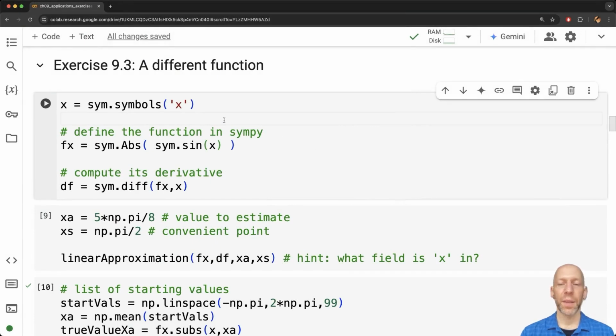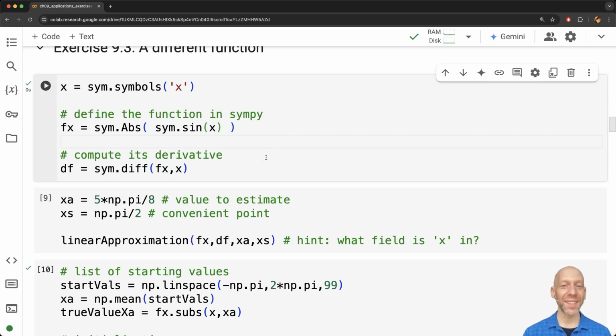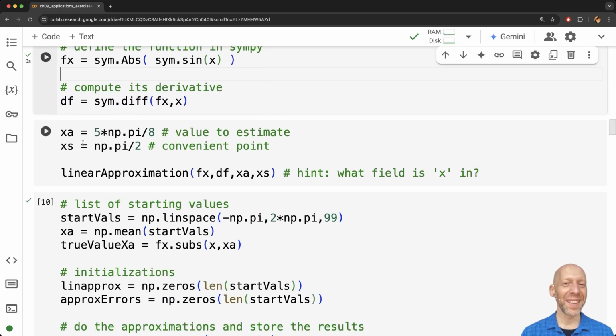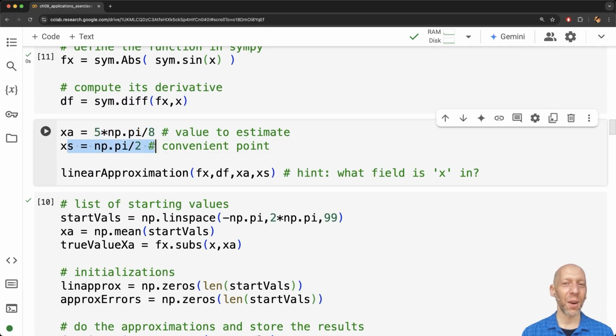So far, a lot of this code is really just copy pasted from the previous exercise. I redefine a symbolic variable x. Here is the function in SymPy, the absolute value of the sine of x. I guess I could have used zeta here instead of x. But anyway, here I calculate the derivative. Okay, so far, everything is good. We don't have any warning messages or error messages. Everything seems fine. Here is the approximating value and the starting value. And here I just call the function. Again, nothing weird going on here.